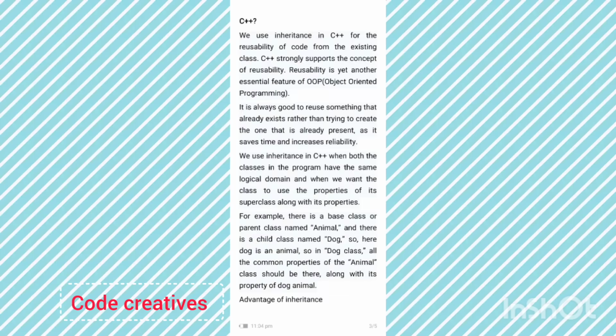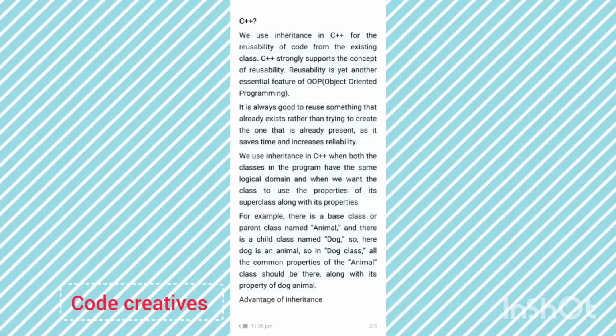When and why do we use inheritance in C++? We use inheritance in C++ for the reusability of code from an existing class. C++ strongly supports the concept of reusability. Reusability is yet another essential feature of OOP. It is always good to reuse something that already exists rather than trying to create one that is already present, and it saves time and increases reliability.